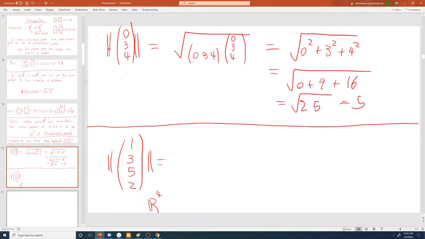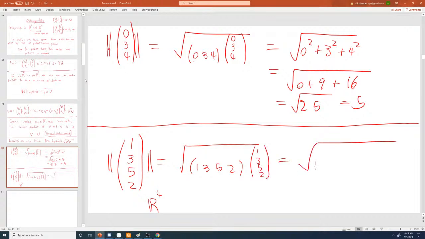So this turns out to be the same thing as the square root of, well, what we do is we take the row vector (1, 3, 5, 2), which is the transpose of this. We multiply it by the corresponding column vector (1, 3, 5, 2). This gives us the square root of 1 squared plus 3 squared plus 5 squared plus 2 squared. And if you simplify, this is going to be the same thing as the square root of 39. And we can't reduce that any further.